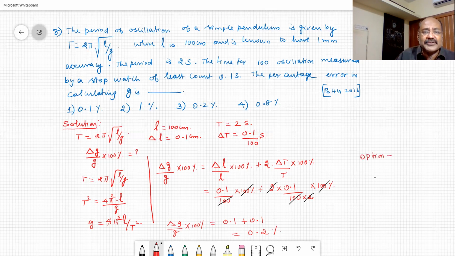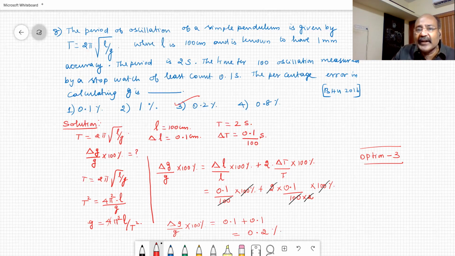So what is the option? The correct option is option 3. So the answer is the third one, 0.2%. It was asked in BHU 2016, Banaras Hindu University. In the year 2016, this question was asked in the entrance examination for Banaras Hindu University. Hope you have understood.